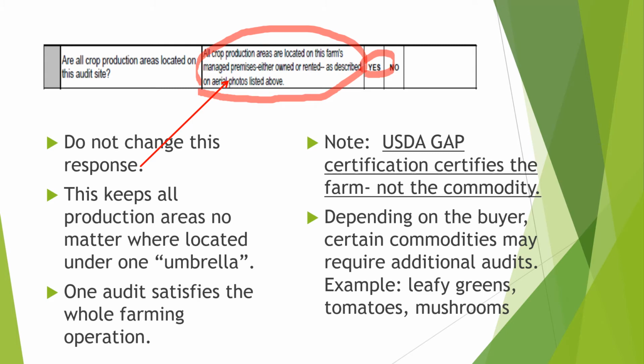The USDA GAP certification program certifies the farm, not the commodity. Depending on the buyer, certain commodities may require additional audits, for example, leafy greens, tomatoes, and mushrooms. However, the main takeaway from this slide is to let you know that no matter what, you want to keep your farming operation under one umbrella. This will allow you to have one audit that will take care of your entire operation rather than paying for two separate audits.